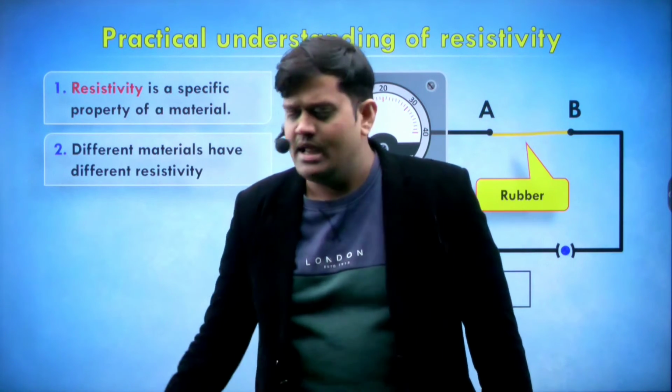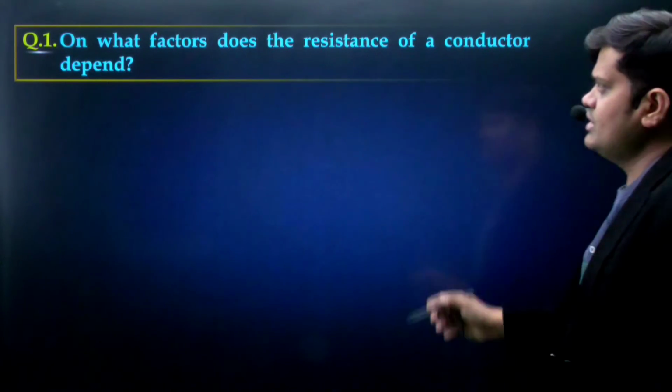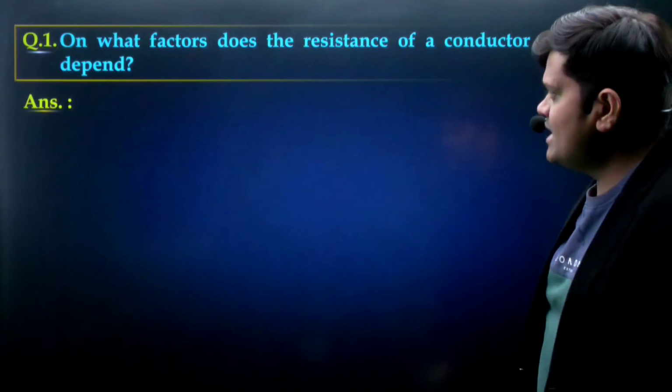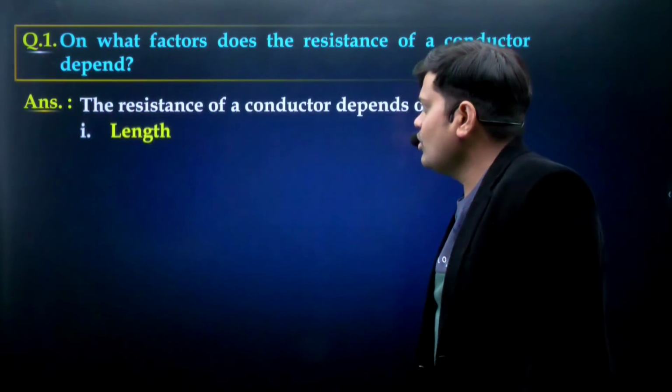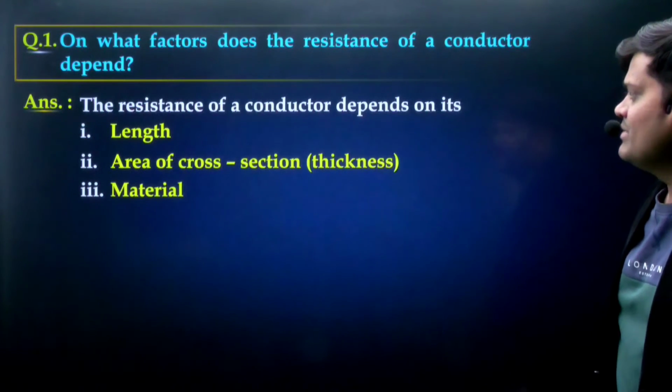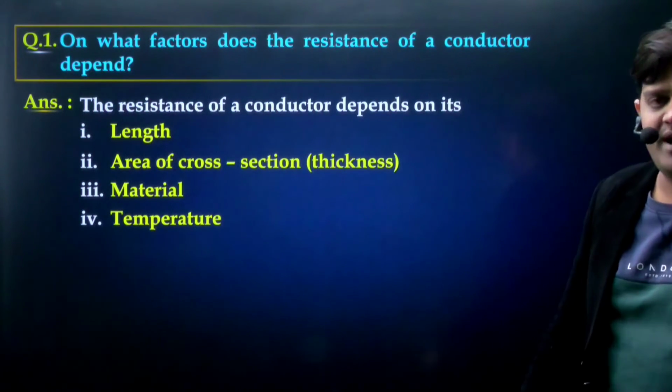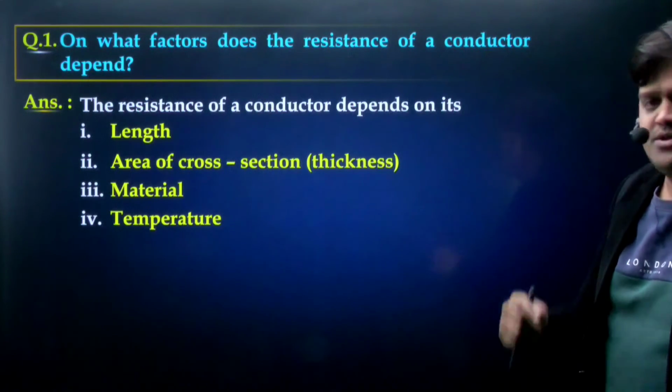Now let me go on to some numericals. The first question: on what factors does the resistance of a conductor depend? As we know, it depends on length, cross-section area, material, and temperature. On all four factors the resistance depends.